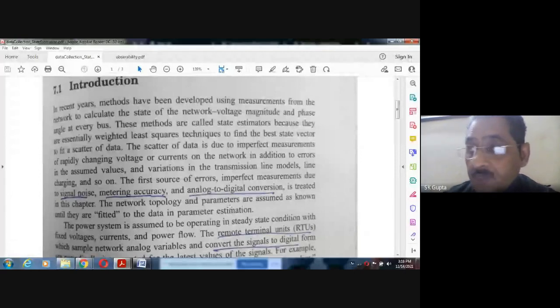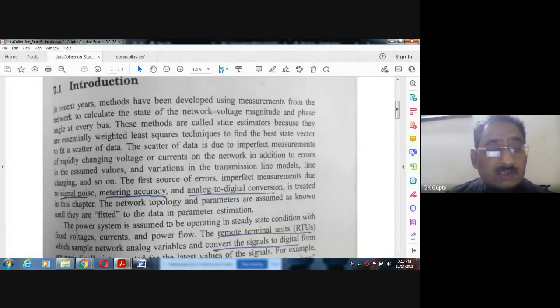So the two things are: one, how the data is collected, and another, what is the minimum data that describes the observability of the system. That we will discuss now.